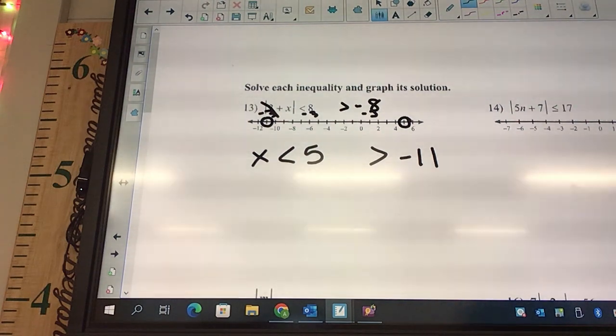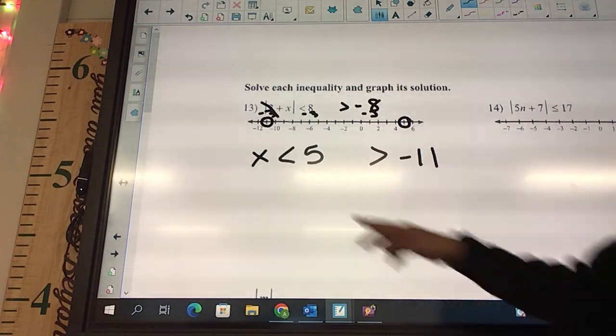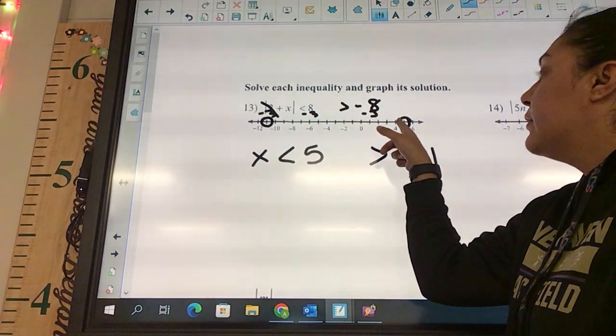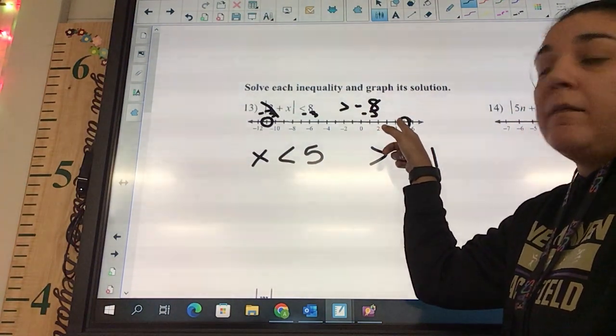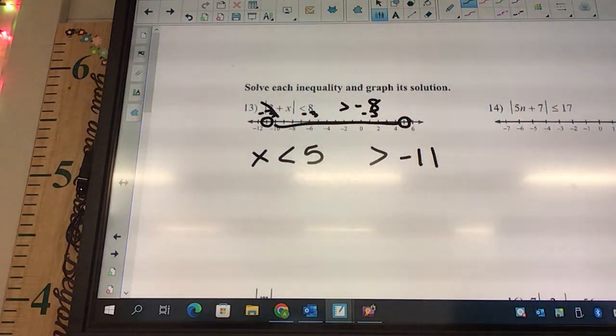Okay, and then take a second to read it. Should they be pointed in or out? Okay, this says x is what? Smaller than 5. So which way is that? That's to the left. So that means they're both going to be pointed in.